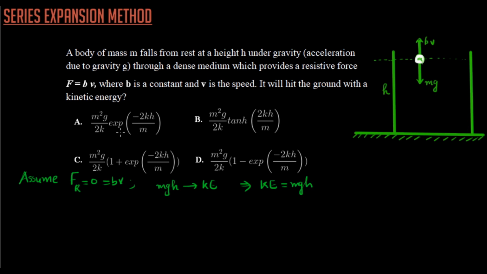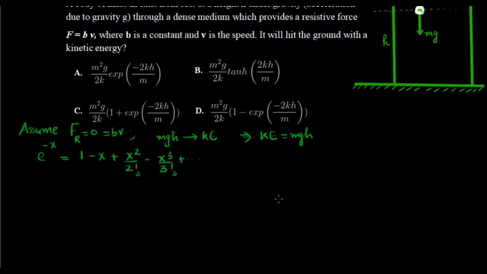Here in the options we have an exponential of minus term, 1 plus exponential of minus something, a tan hyperbolic function, and 1 minus exponential of minus something. So what we do is we expand these options. We know that by the Taylor series, exponential of minus x is 1 minus x plus x squared by 2 factorial minus x cubed by 3 factorial, and so on. We expand these and see that at a very low approximation we get the kinetic energy equal to the potential energy. So I'm going to check this first option here.